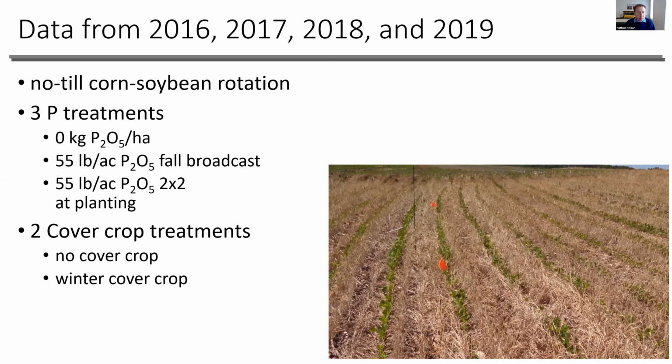So fall, winter, but application. And then 55 pounds of P2O5 at a 2x2 placement at planting. And then we have 2 cover crop treatments, either with a cover crop or without a cover crop. And our cover crop was primarily a small grain is what really survived. We had some wheat and rapeseed, triticale rapeseed, and then a year that I think was just wheat alone.